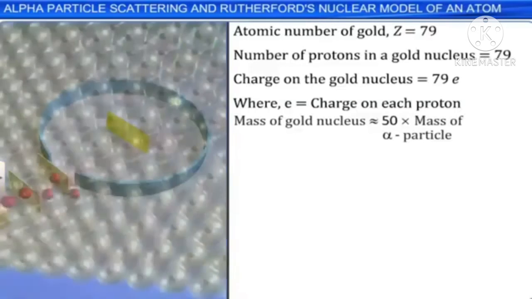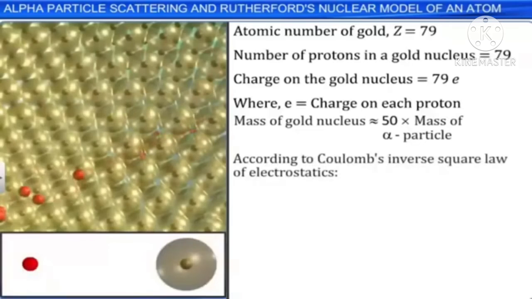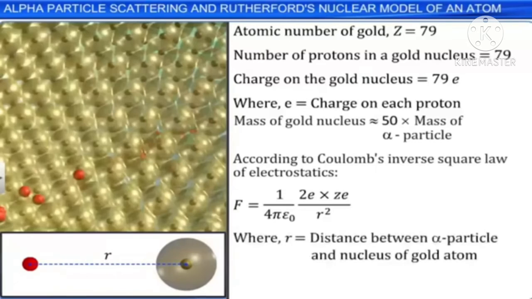Now, according to Coulomb's inverse square law of electrostatics, the magnitude of the repulsive force between the alpha particle and the gold nucleus, F, is equal to 1 by 4 pi epsilon naught into 2e into Ze by r square, where r is the distance between the alpha particle and the nucleus of the gold atom. This force acts along the line joining the alpha particle and the nucleus of the gold atom. The direction of this force and its magnitude continuously change as the alpha particle approaches or recedes from the nucleus.